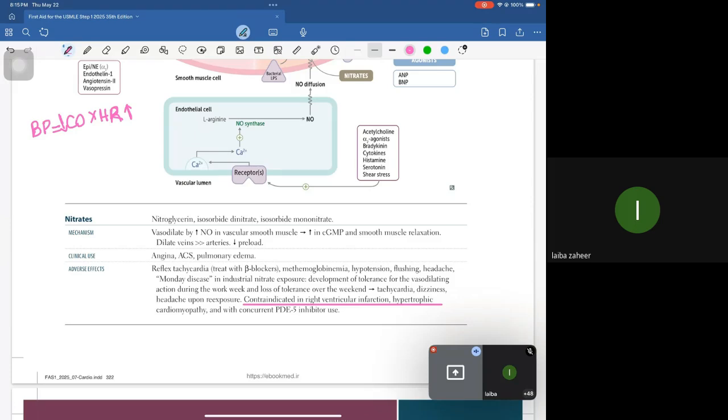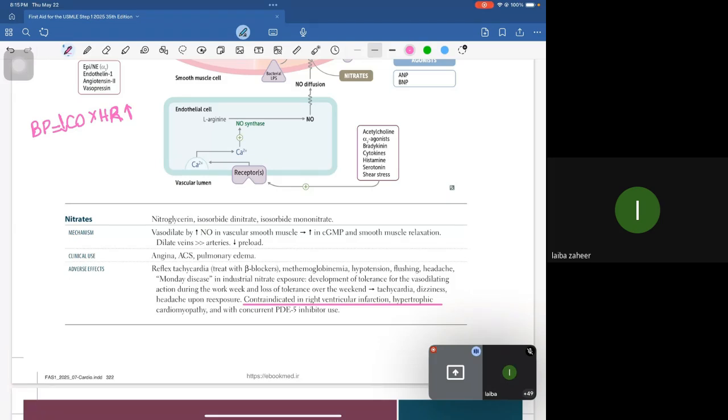Right? Now the third thing is a class of drugs known as the PDE5 inhibitors, right? And the most common drug here is sildenafil, right? So we have a drug which is known as sildenafil, and that is a PDE5 inhibitor.